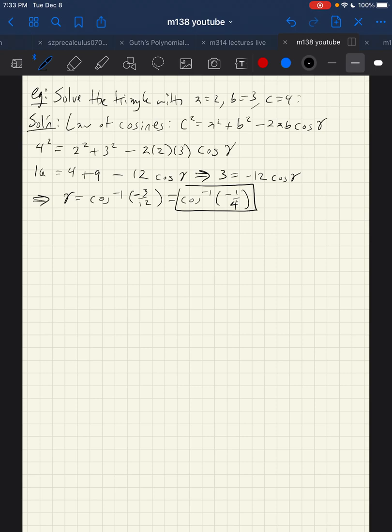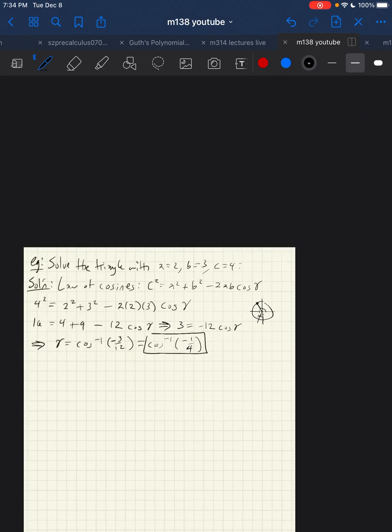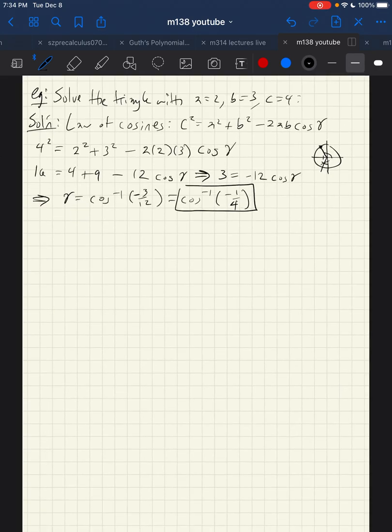Now there's a subtlety here, which is that gamma could be, so what do we want? Draw our unit circle. We know that cosine of gamma is negative 1/4. So my angle could be this one, or it could be this one, right? But we know that the sum of the angles of a triangle is 180 degrees, so it's not going to be bigger than 180 degrees. So it's going to be whatever this angle is here. All right, so not to worry.